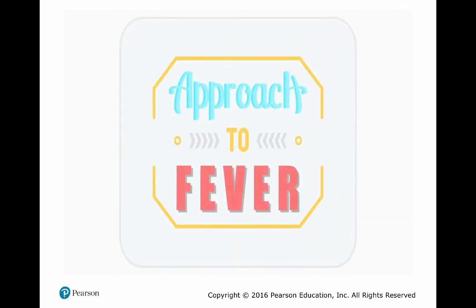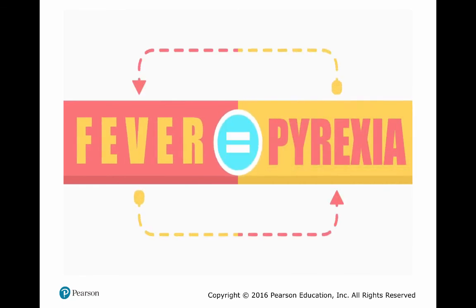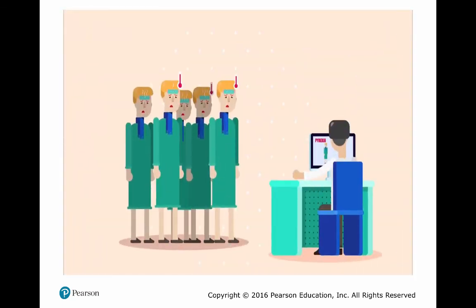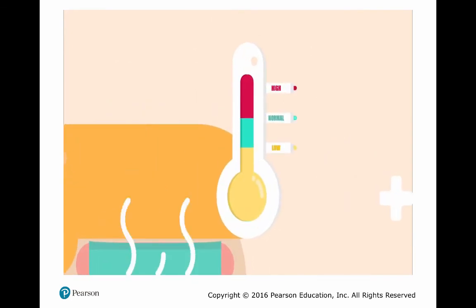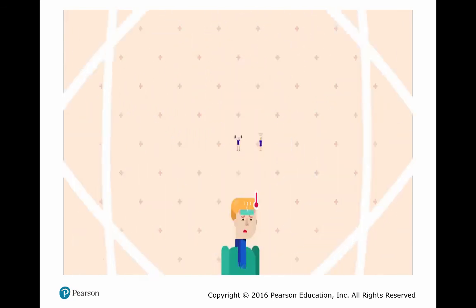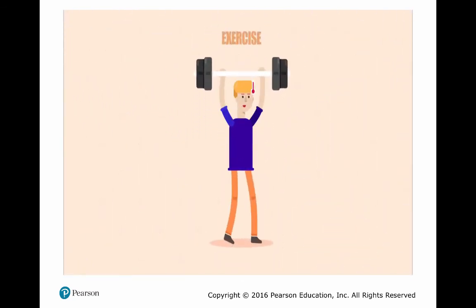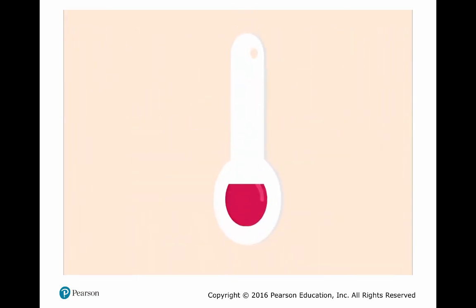Approach to fever. Intro. Fever, also called pyrexia, is one of the most common presenting complaints in medical practice. It is defined as a body temperature that is above the normal range for that individual without any physiological cause to it. In other words, temperature raised due to exercise or menstrual cycle doesn't count as fever. This is usually above 38 degrees Celsius recorded by thermometer.